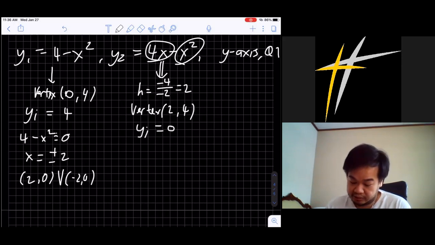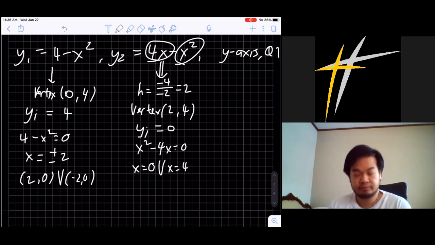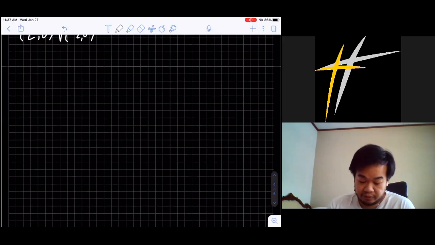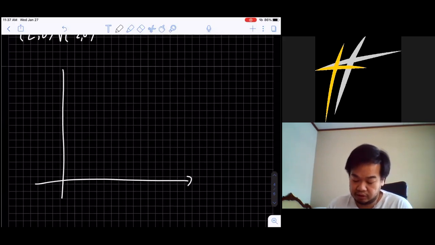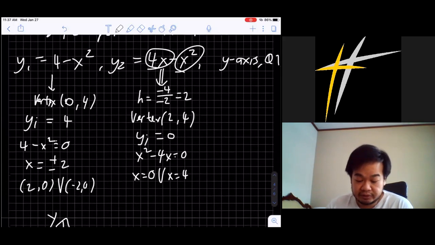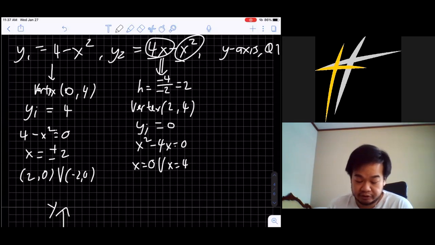And then for the x-intercept, x squared minus 4x equals 0. x equals 4 or x equals 0. Okay, and then the y-axis and the first quadrant. Now let's sketch it with the information that we have. It's on the first quadrant only, so we just need to draw the first quadrant. Let's draw the first parabola.